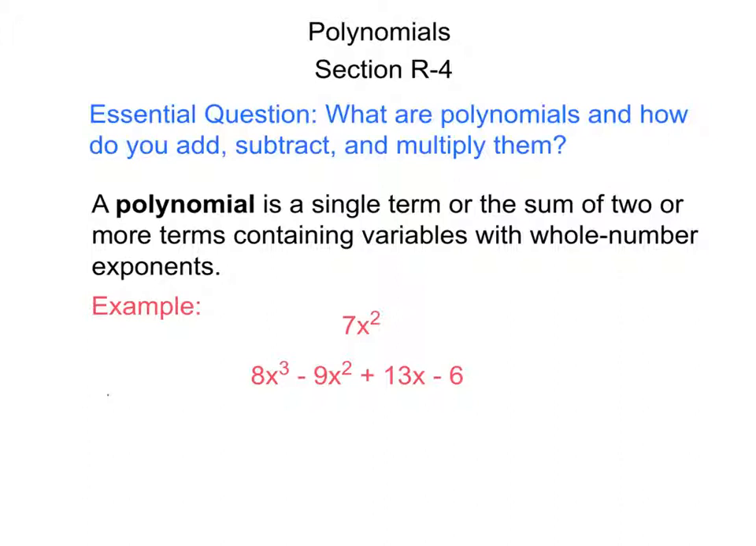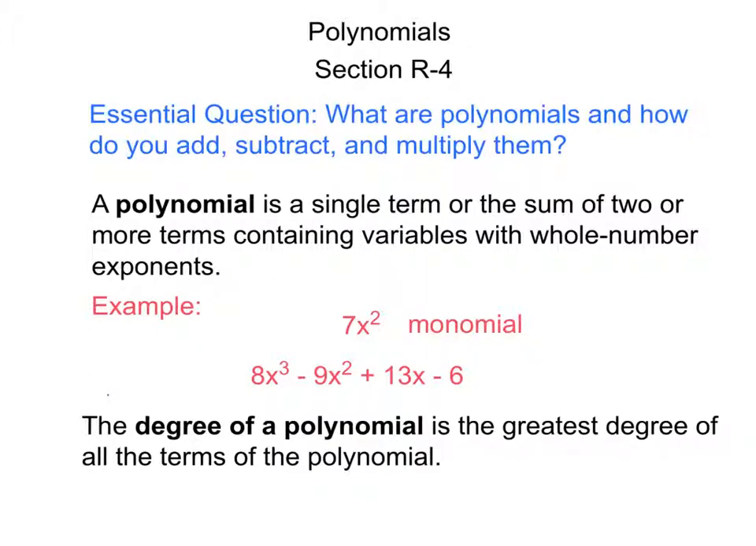Now, we said that 7x squared is a polynomial. We could be a little bit more specific about that and refer to it as a monomial. So if there's a single term, we can refer to it as a monomial. If it has two terms, we can refer to it as a binomial. If it has three terms, we can refer to it as a trinomial, or simply anything greater than that we typically refer to strictly as a polynomial. So we can have specific types of polynomials depending on the number of terms we got, or we can in general refer to them as polynomials.